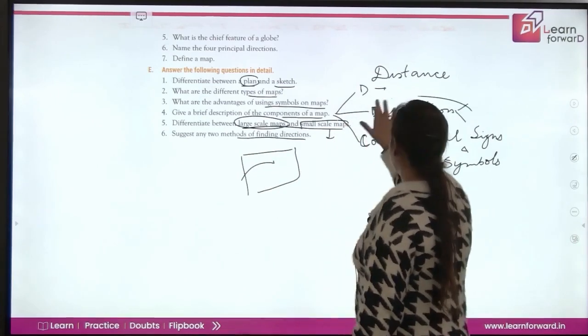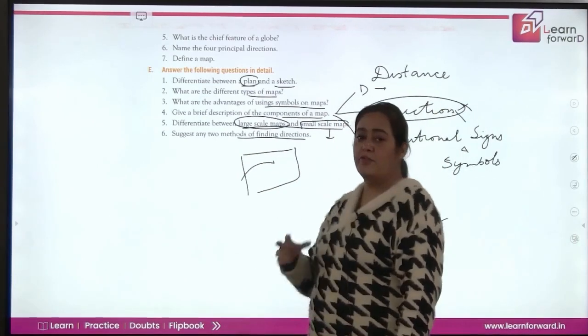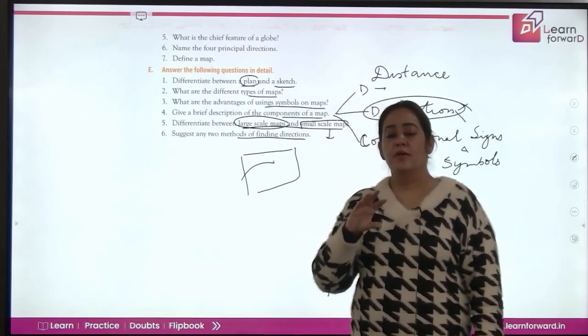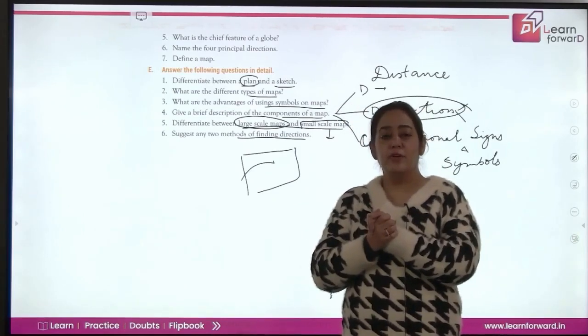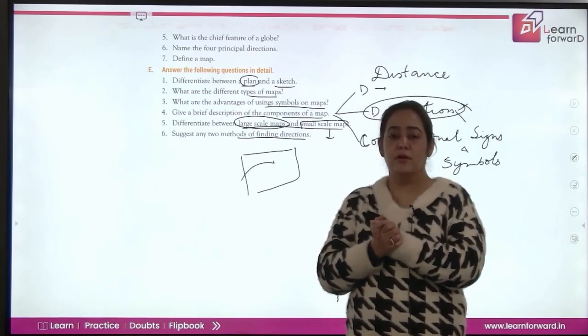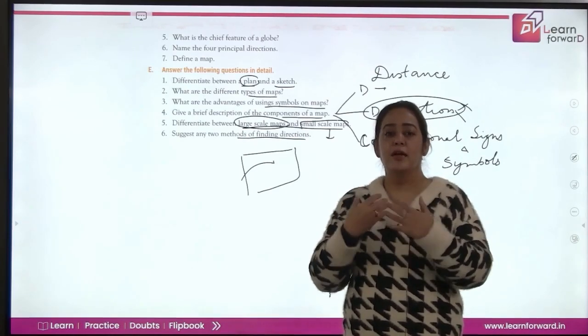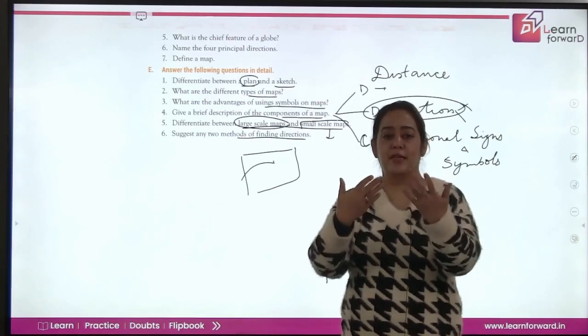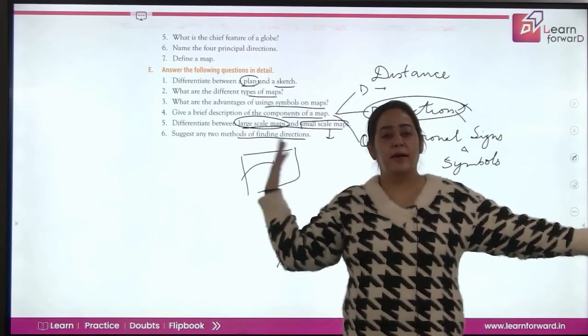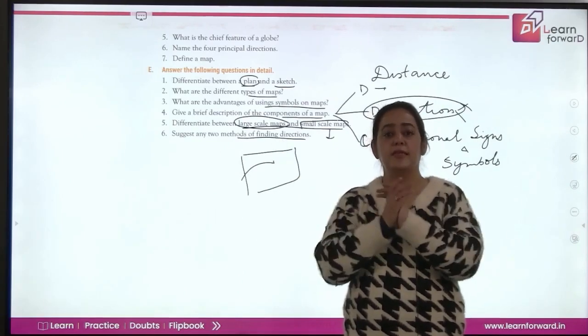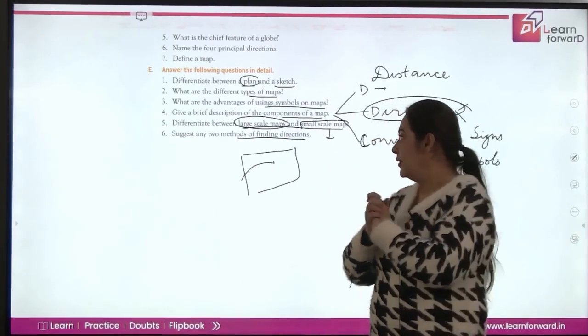This we have covered here. If we have to find the direction, we can use a magnetic compass which always aligns us to the north south direction. Then we can also use the sun facing methodology. If we are facing the sun, we are facing the east. Our back is towards the west. Our left side is towards the north. Our right side is towards the south. This is how we will find the direction.